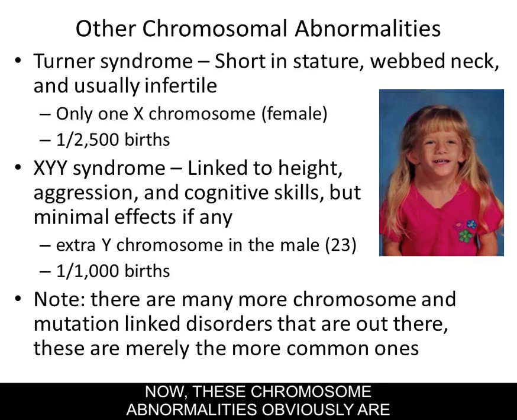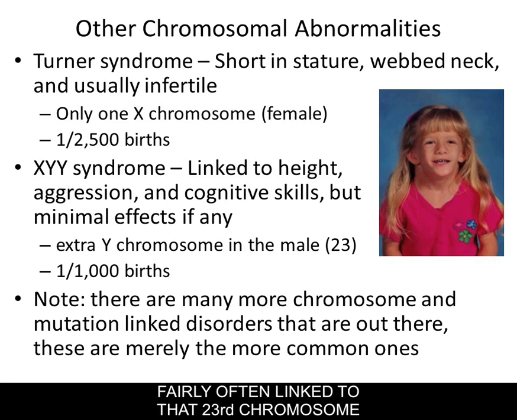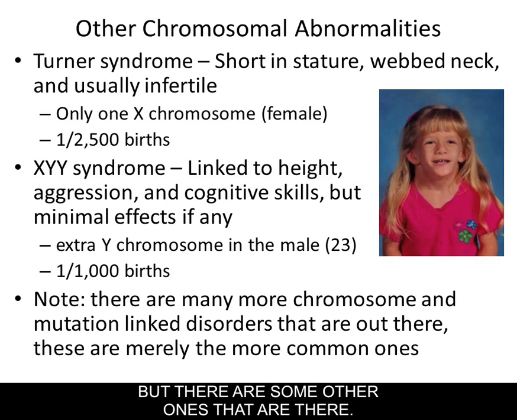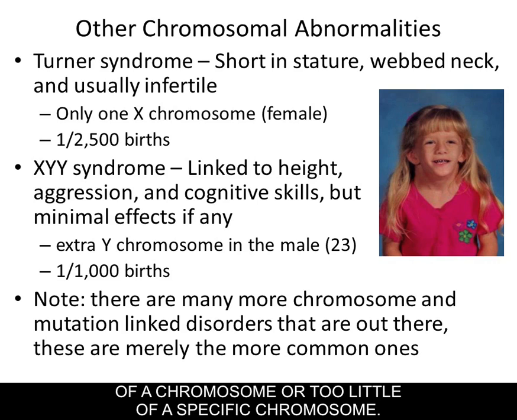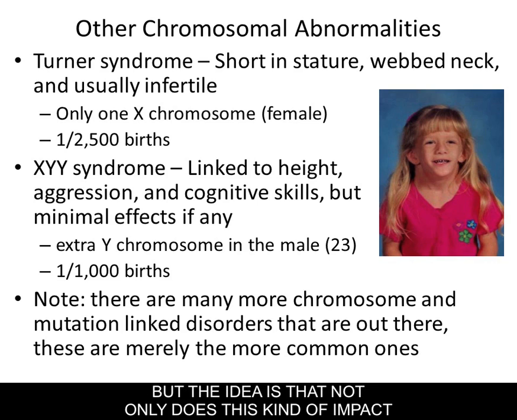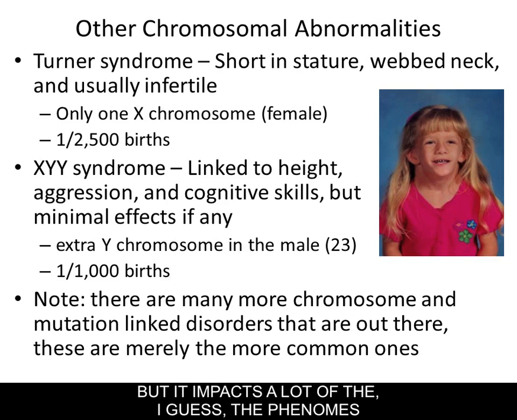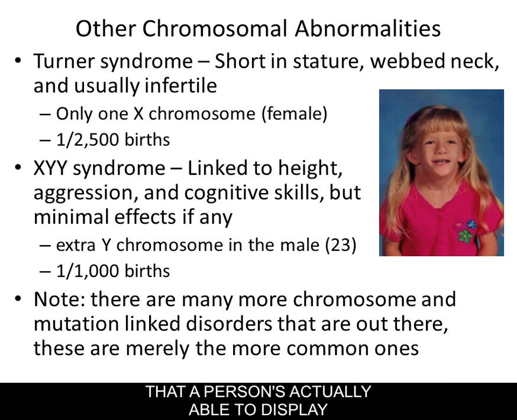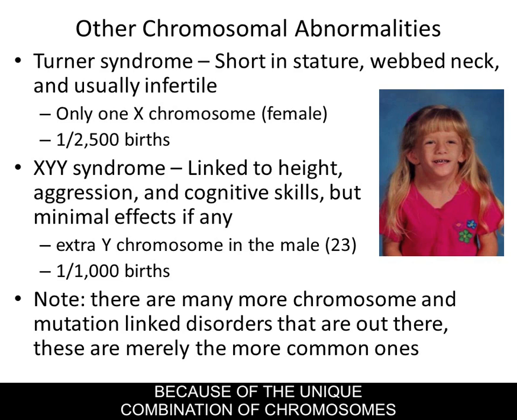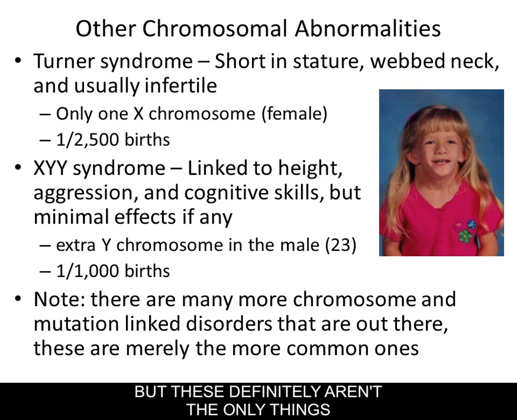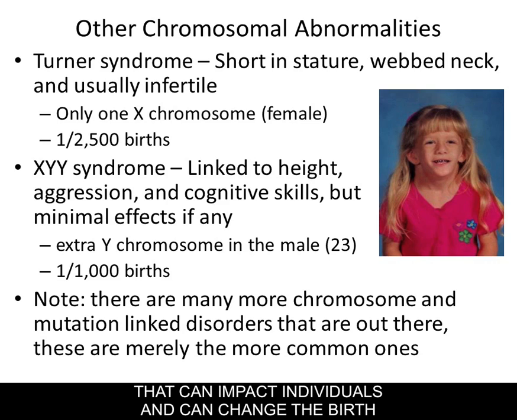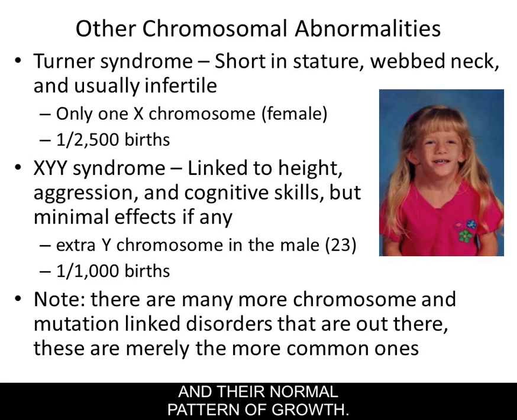Now, these chromosome abnormalities obviously are fairly often linked to that 23rd chromosome, but there are some other ones that are there. All of them involve either getting too much or too little of a specific chromosome. But the idea is that not only does this impact the genetic combination that people get, but it impacts a lot of the phenotypes that a person's actually able to display because of the unique combination of chromosomes that a person gets. But these definitely aren't the only things that can impact individuals and can change their normal pattern of growth.